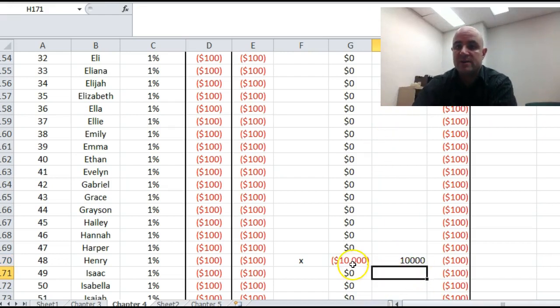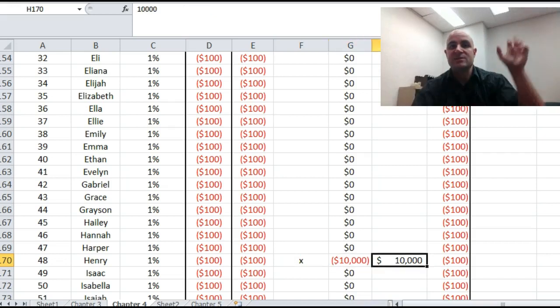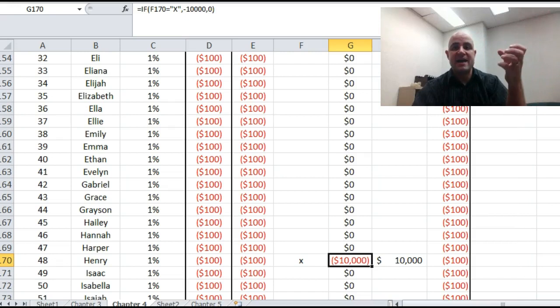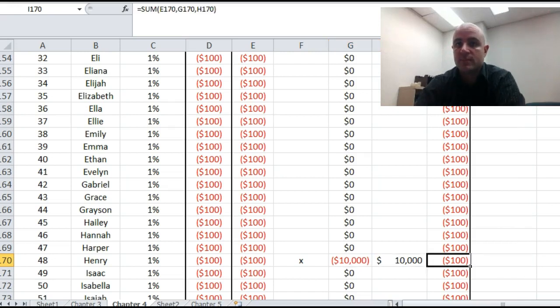So now Henry, so yes, Henry pulled the X, and so he had to pay the $10,000, but he's also getting $10,000 in order to pay for it. So Henry paid 100 into the pot, had to pay 10,000 because he pulled the X, but he got back 10,000. Okay. And so overall he's down $100. All right, well, what about everyone else?